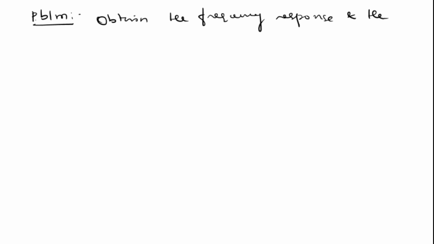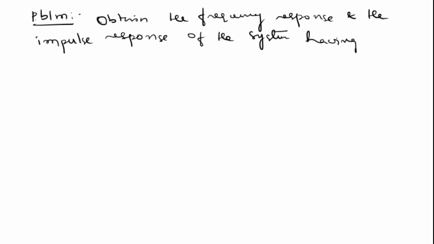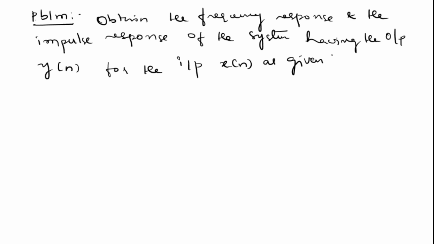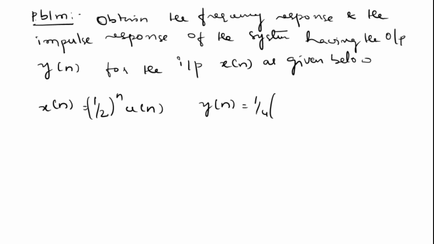Next problem, obtain the frequency response and the impulse response of the system having the output y of n for the input x of n as given below. x of n is given half to the power n into u of n, and y of n is given 1 by 4 into half to the power n into u of n plus 1 by 4 to the power n into u of n.